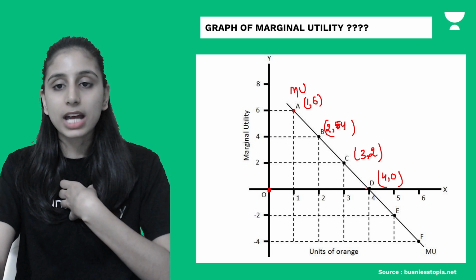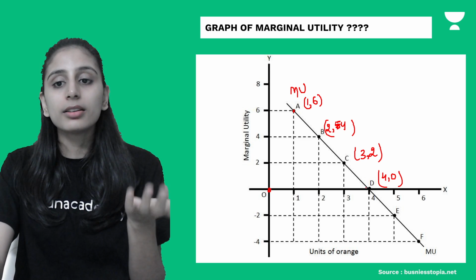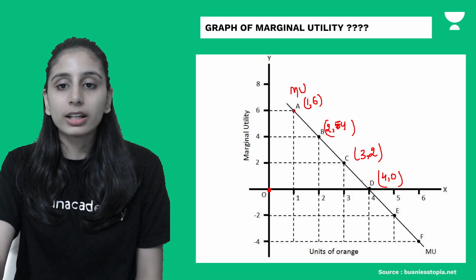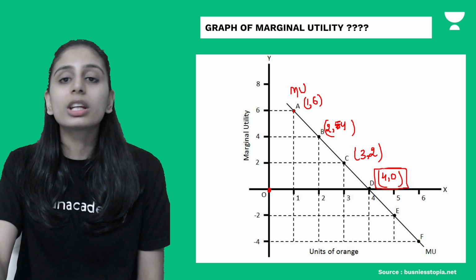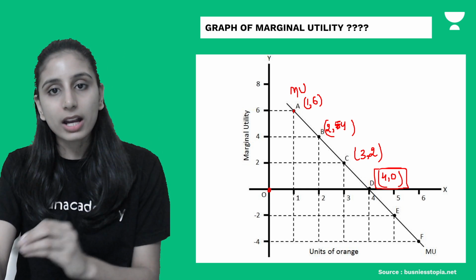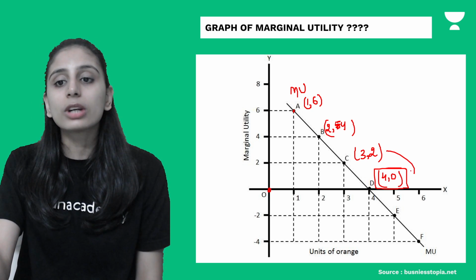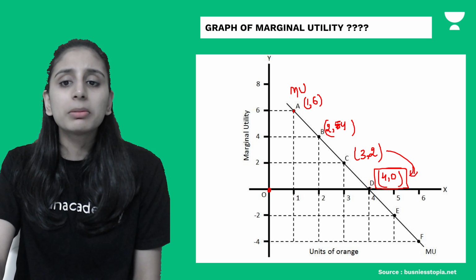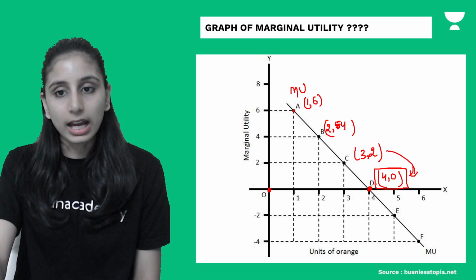My point of saturation has come, and after that I didn't feel like having another apple. Okay, so the last apple won't give me any satisfaction. There will be no addition to satisfaction even after having an additional unit of the commodity. So even after one more unit you will not get any satisfaction, because simply I didn't feel like it and I should not have had that fourth apple.